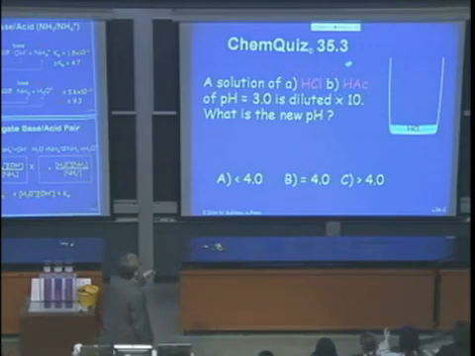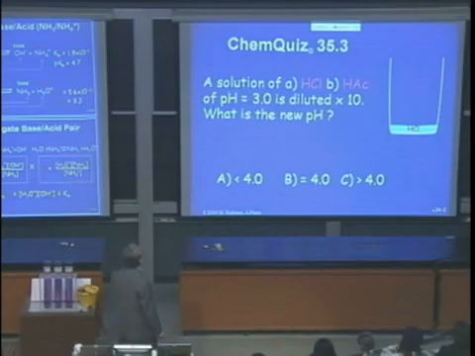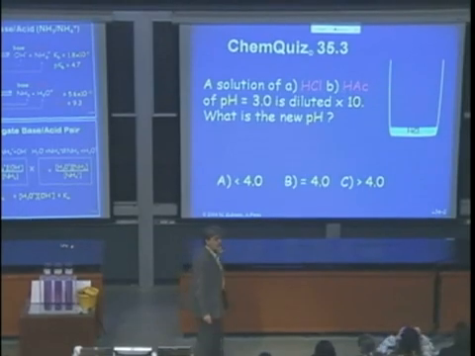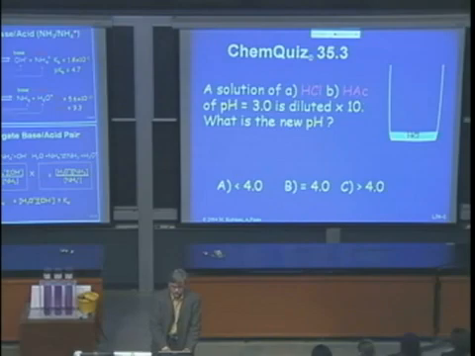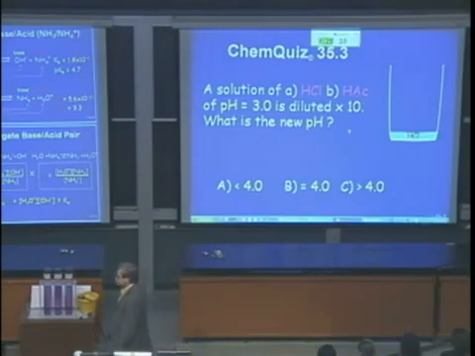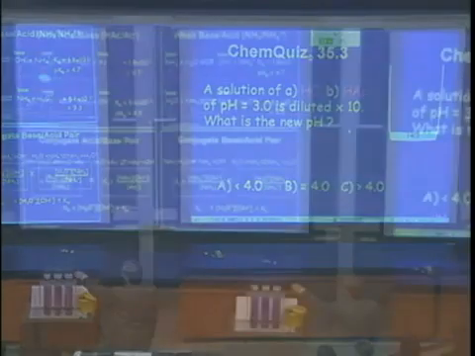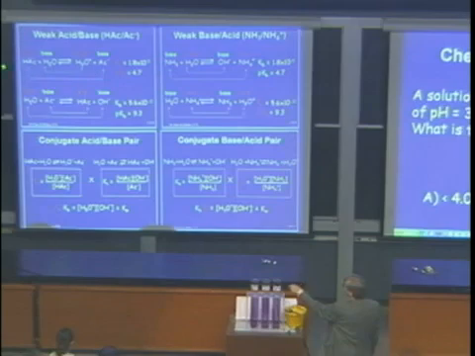Now let's take a weak acid and dilute it by a factor of 10. What is the new pH? Is it smaller than 4, equal to 4, or larger than 4? We are now at B. That's a weak acid. Why don't you think about this and give me your answer, please? You need to look at this equilibrium here. What did you add?